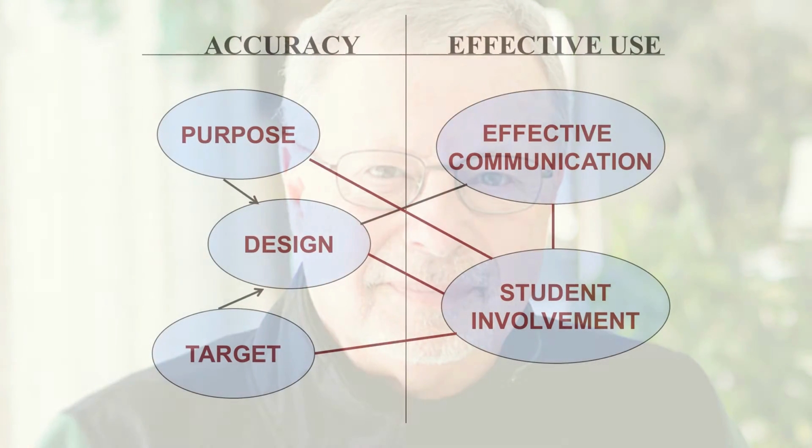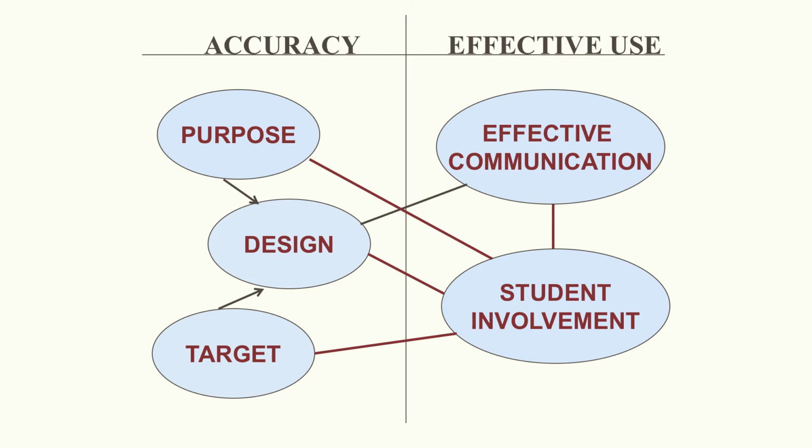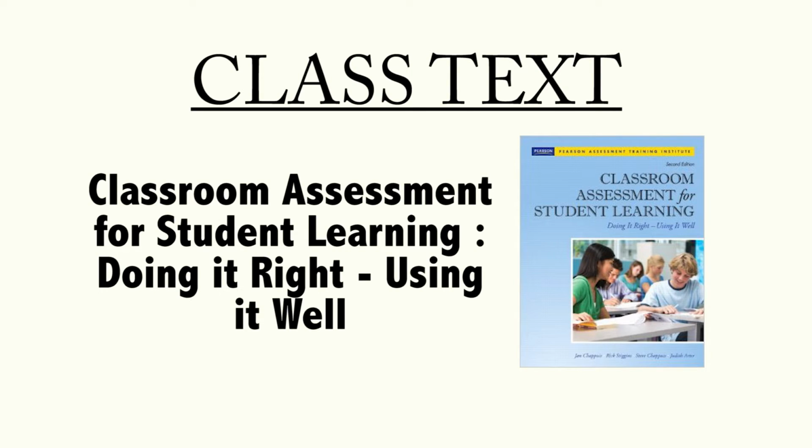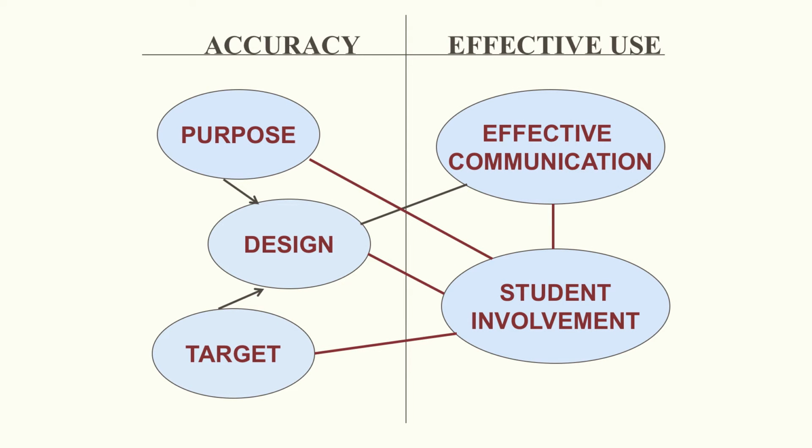Rick Stiggins developed a framework of 5 keys to assessment quality that encompasses the research recommendations and forms the basis for our program. The 5 keys are clear purpose, clear targets, sound design, effective communication, and student involvement. Each of the keys to quality is explained in depth in our class text, Classroom Assessment for Student Learning, Doing It Right, Using It Well. We refer to that as the Castle book. We will examine each of these keys throughout the semester. So let's jump right in and talk a little about each key and how it supports student achievement.